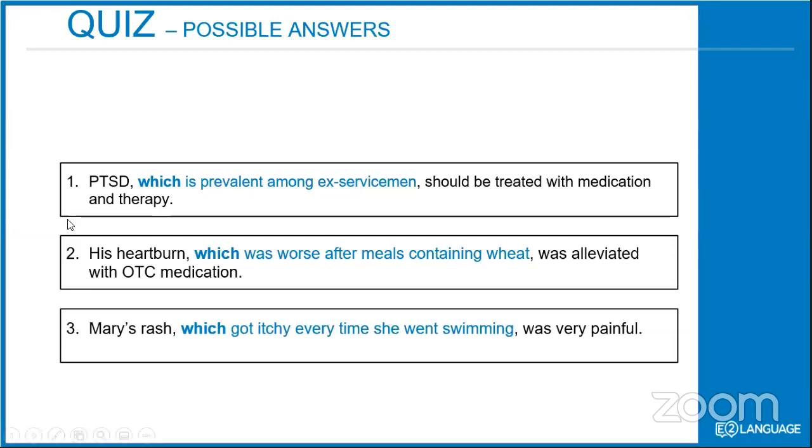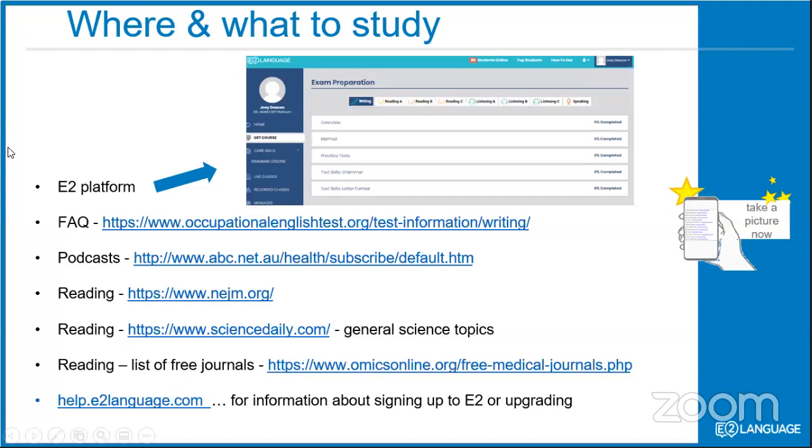Okay, so thank you very much for that. Thank you for your input. What can you do? How can you improve? Look no further than our platform, which is filled with interesting information. Do also, of course, regularly check out the official OET website, occupationalenglishtest.org, for up-to-date information about the new test, which is going to be very interesting, and also information on the writing. Podcasts for your listening: ABC in Australia, BBC in the UK, CBC in Canada, NPR in the US. All health-related, please. Focus on health-related podcasts, like with TED Talks, TED.com/talks, and the Science Daily articles should also be medically relevant. I think that's an important premise.